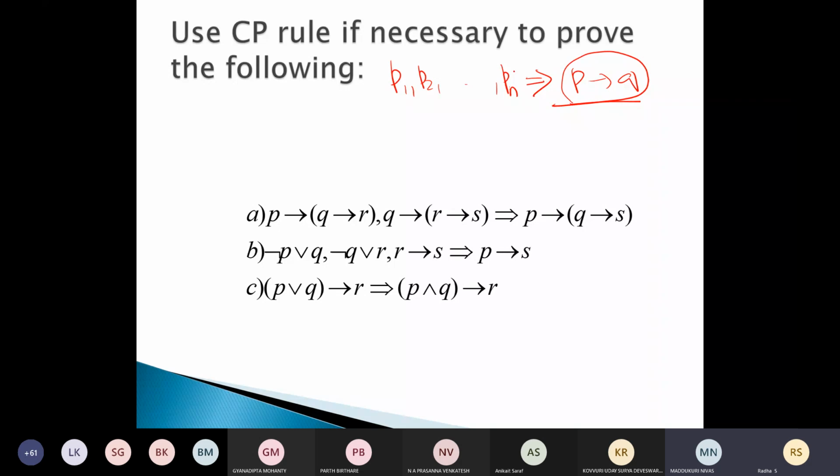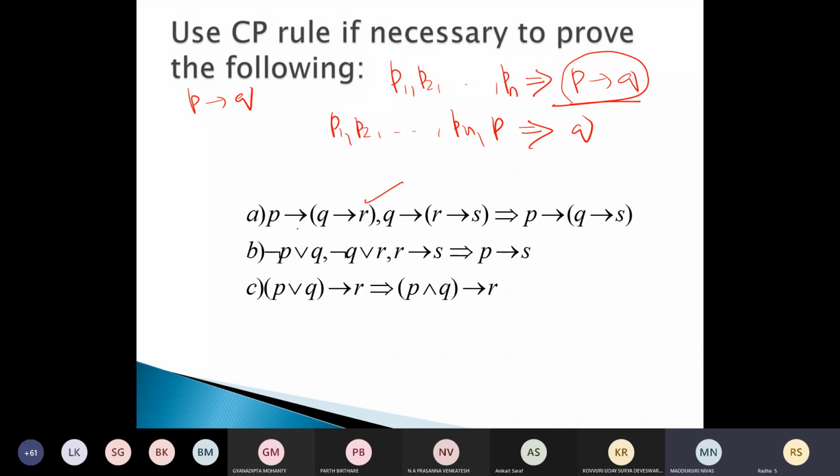So what I do is, instead of proving this, I'll assume P as an additional premise along with this and simply prove Q is true. So my aim is, instead of proving P tends to Q is true, I take P as an additional premise along with the given set of premises. So totally I have n plus 1 premises now. Simply I need to prove only Q is true, which is called conditional proof. So whenever you want to prove P tends to Q is true, assume P is true and try to prove that Q is true. Okay?